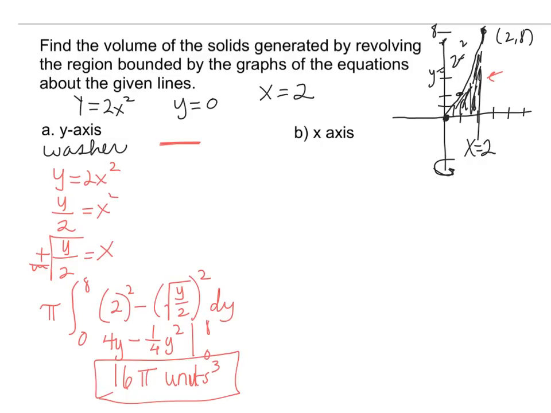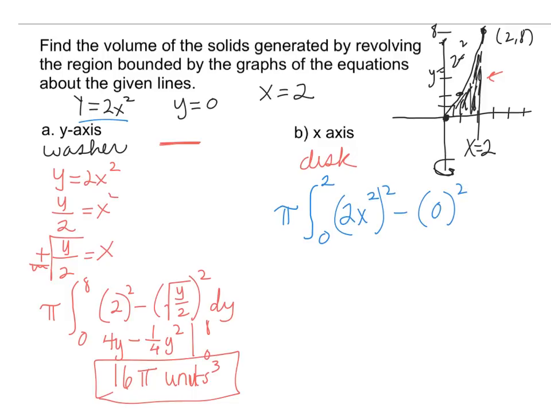All right? Now, if you're going to do this by the x-axis, the x-axis is more like a disk, right? So this is more like a disk. I'm going to change colors to blue. I've already got it saved in terms of y equals. So I'm going to have this pi, and this time I'm going from 0 to 2. And then my function is 2x squared minus 0, because it's a disk, not a washer, dx.